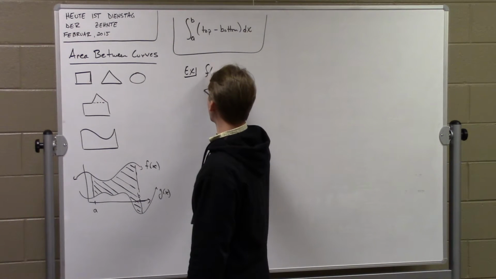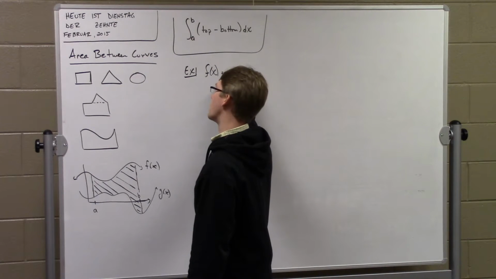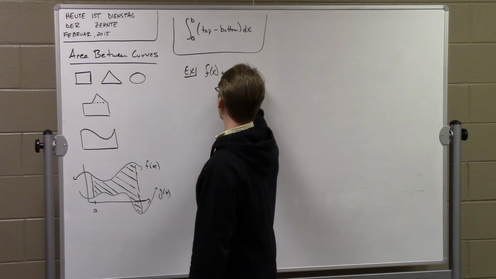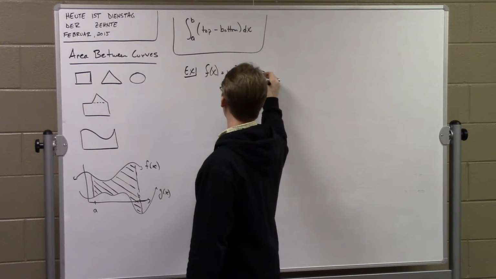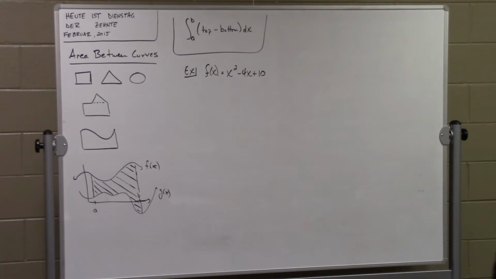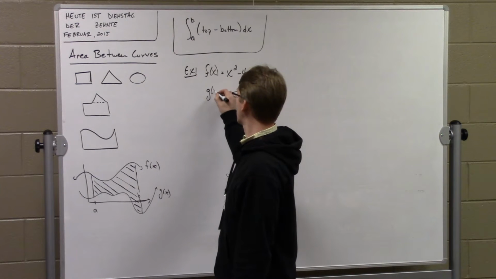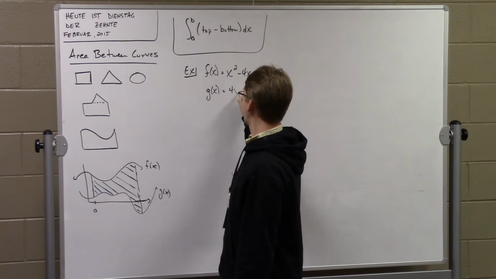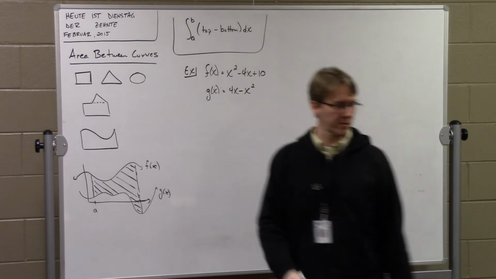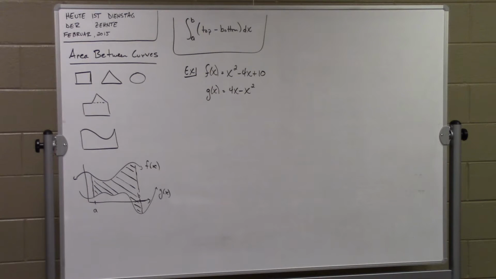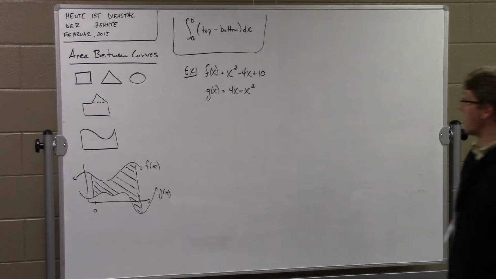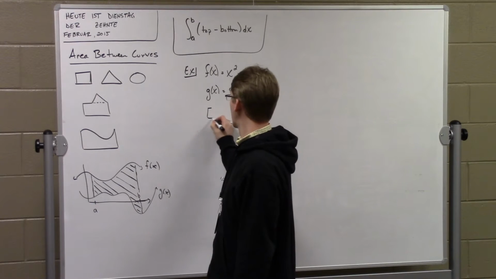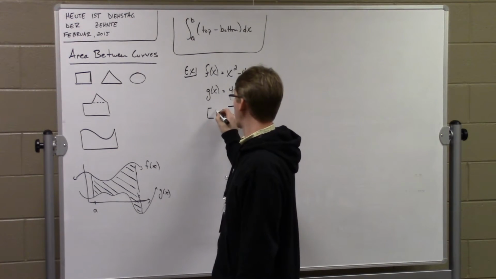Okay, function 1, f of x is equal to x squared minus 4x plus 10, and g of x is equal to 4x minus x squared. Getting fancy with this. And I want to do this on the interval from 1 to 3.